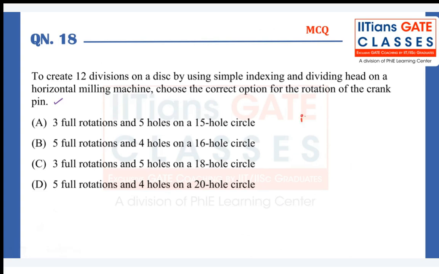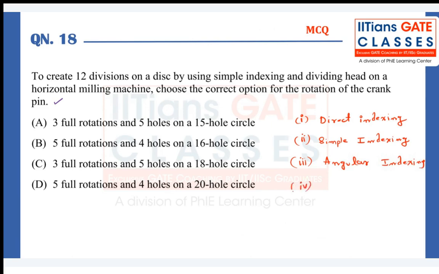Here, the indexing methods: direct indexing, next is simple indexing, third one is the angular indexing, fourth one is the compound indexing, and fifth one is the differential indexing.